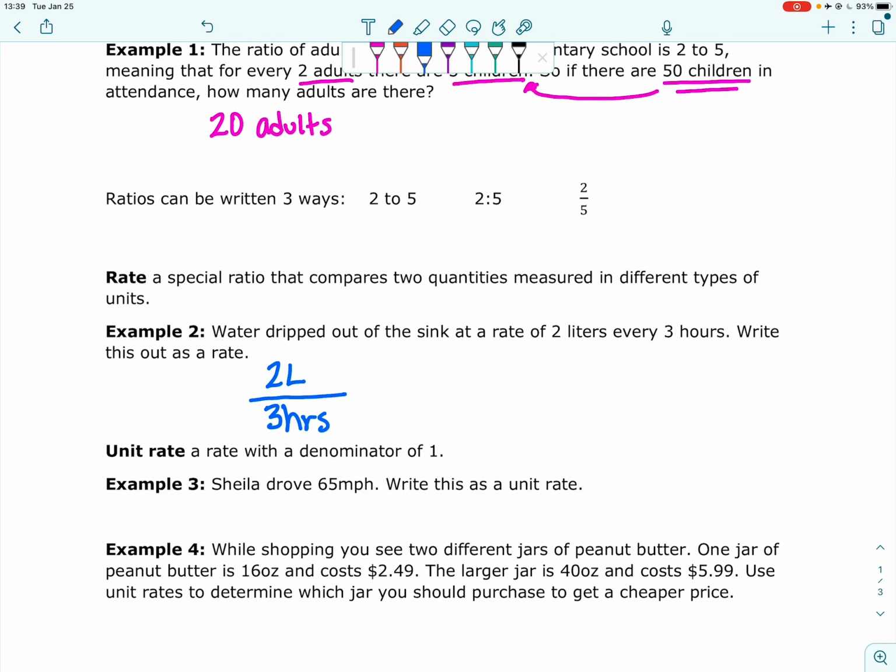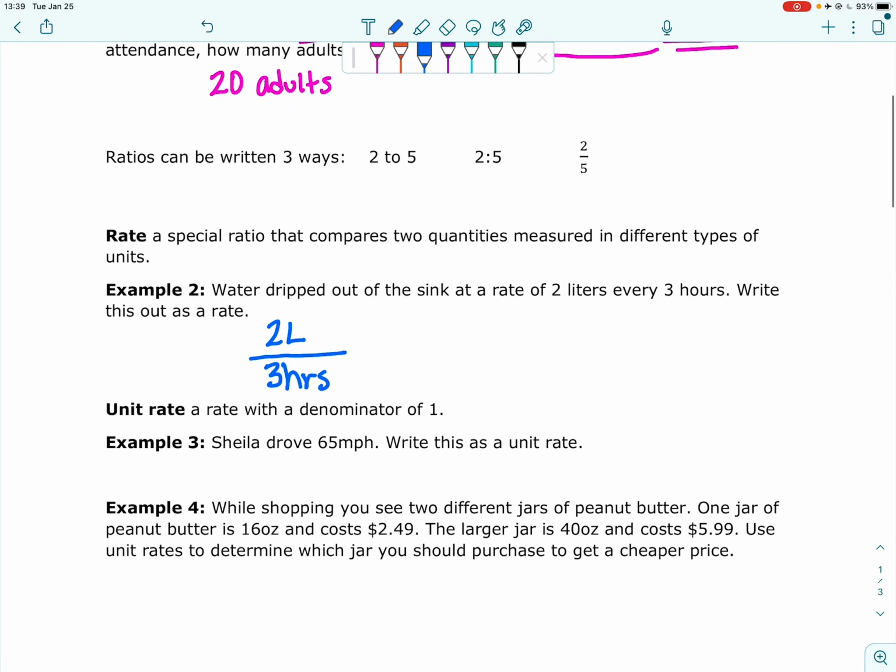A unit rate is a rate with a denominator of 1. So if you simplify that, where the denominator becomes 1, then you have a unit rate. So for this example, Sheila drove 65 miles per hour. Your speed in miles per hour is a unit rate. It's telling you how fast you're driving in 1 hour, per hour. So the unit rate here is 65 miles every 1 hour.